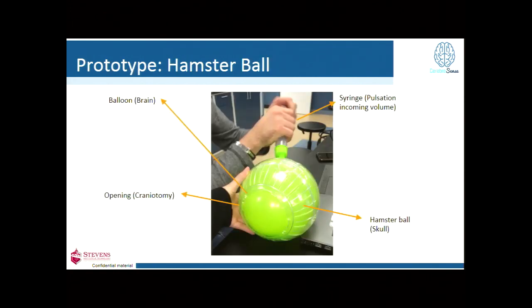Also, to show you a little bit about the development of our prototypes, this was the first idea that we had, which was a hamster ball, and it was the easiest way to reflect the behavior of the brain in an enclosed environment. So we have a hamster ball, as you see it over there, with the opening reflecting a craniotomy, which is the opening of the skull, and then we have the balloon inside also connected to a syringe, which is actually doing the pulsation when we're injecting air into that initial prototype.